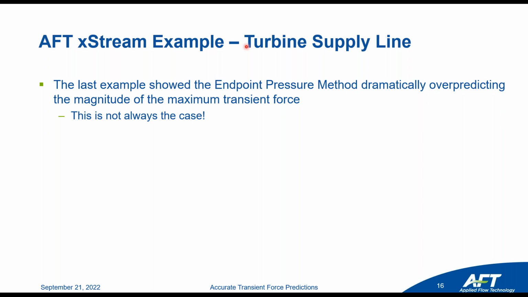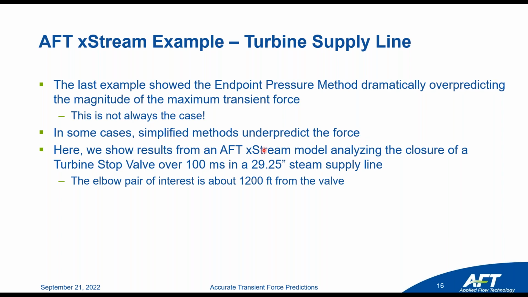And one of the key things here about this particular example is that in the last example, this endpoint pressure method dramatically over-predicted the magnitude of that maximum transient force. And this is not always the case. So in some cases, these simplified methods underpredict the force. And in this extreme steam turbine example, turbine supply line example, we see that.